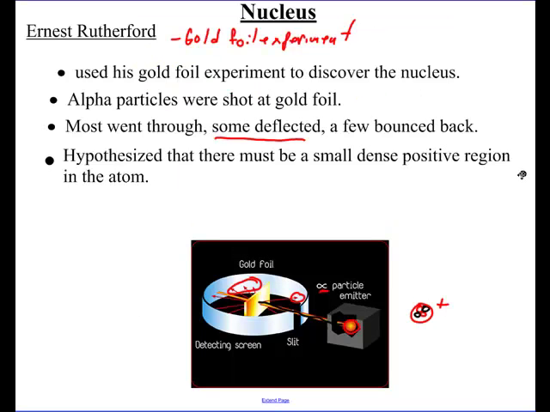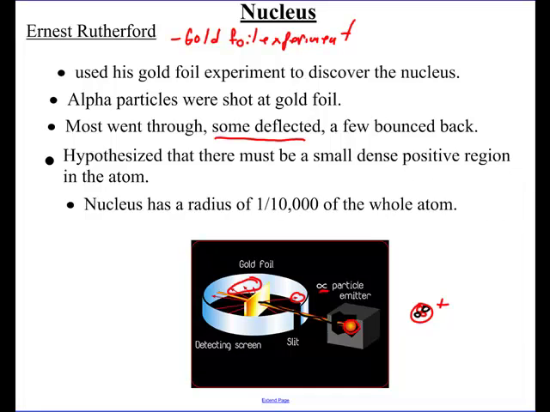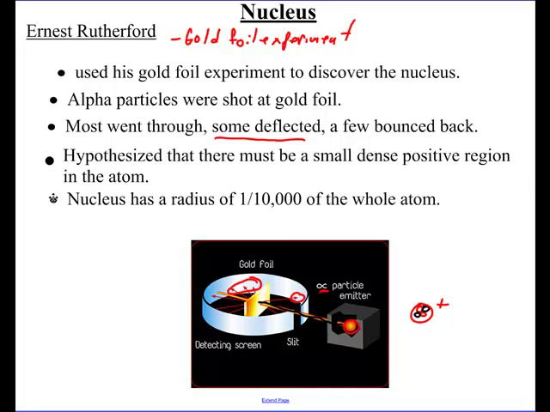And so later on, by measuring the deflected angles and the number of particles that were hitting, they figured out the size of what he called the nucleus of the atom. It was about 1/10,000th of the whole atom. Now there's a lot of analogies about the relative size of a nucleus to the first electron, and we'll go into that later. But basically, the nucleus was very, very small.